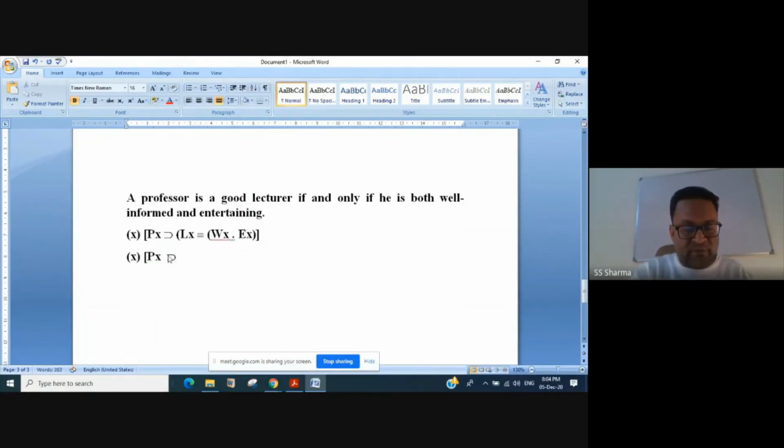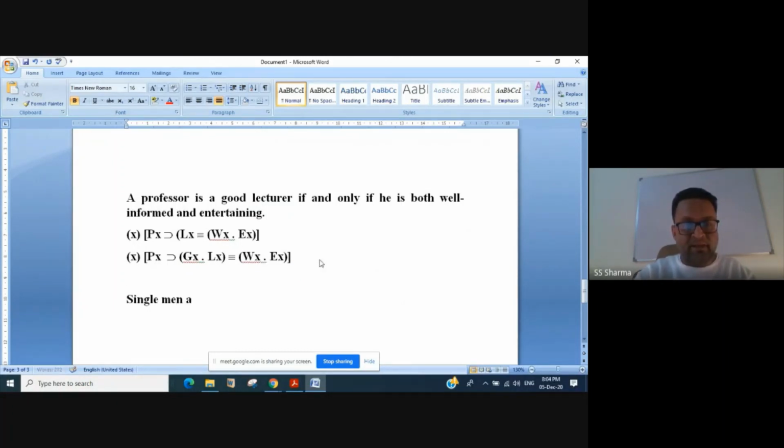So maybe some people will say that you need to divide it as Gx dot Lx, and then you have to put the rest of the things like this only. So you can copy it from here and put it over here. So this is even more apt symbolization, but in your book also it is given as good lecturer is only one thing.